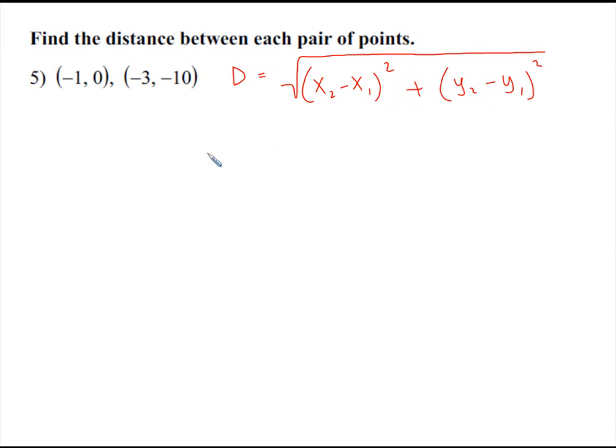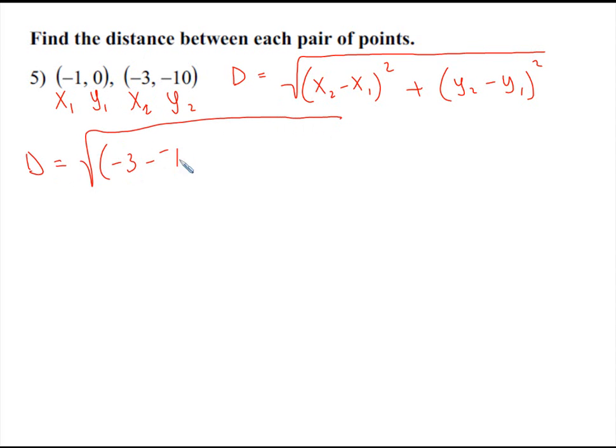So let's plug everything into the problem. So first of all, this would be like our x1, y1. This is like our x2, y2. Let's plug everything in the problem. So our distance will equal, right? So we have -3 minus -1, which is -1. Sorry, x1, which is -1.